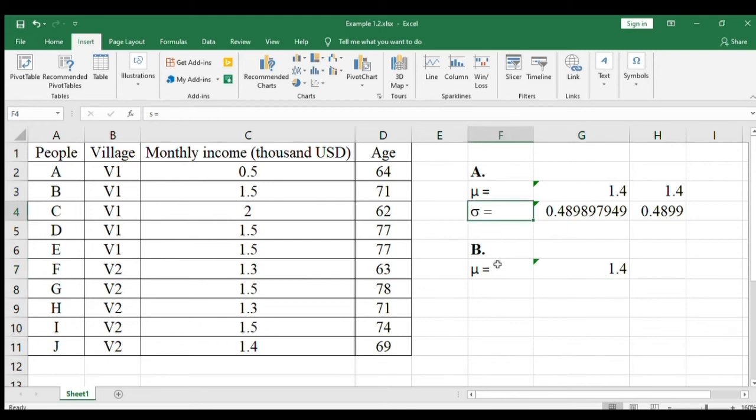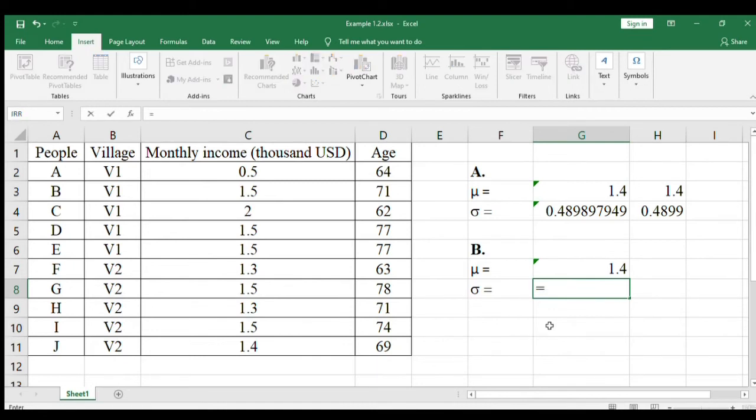And then we calculate the standard deviation of the entire population, village V2, and we can use the function stdev.p, and we also select all the values of incomes in village V2, and the standard deviation of village V2 is $0.089,000 per month.